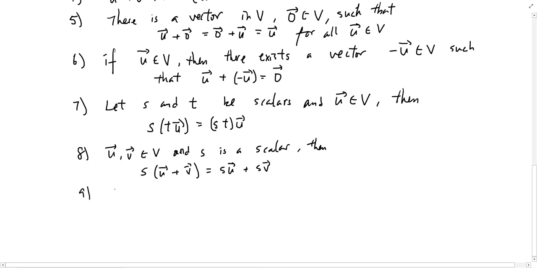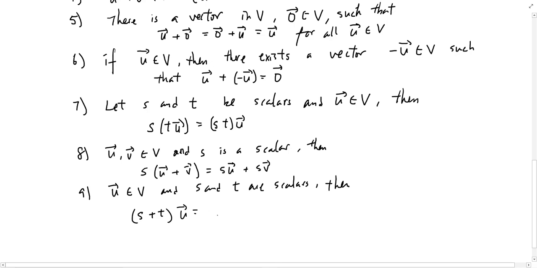Number 9 is similar, but it talks about what happens if you have a scalar addition while you are multiplying. Let's say vector u is in V, and S and T are scalars. Then (S plus T) times vector u is the same thing as S times vector u plus T times vector u. So it's also the distributive property.